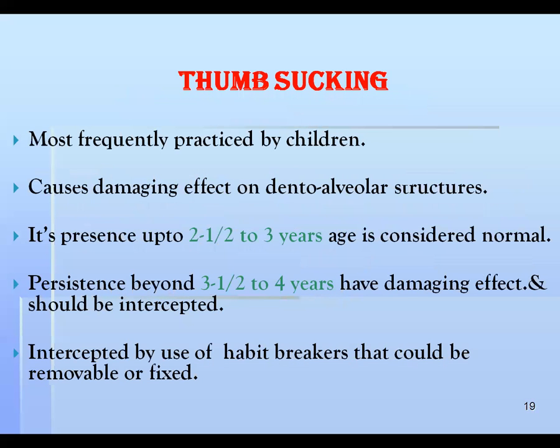Thumb sucking, most frequently practiced by children, causes damaging effects on dentoalveolar structures. Its presence up to 2.5 to 3 years of age is considered normal. If thumb sucking persists beyond 3.5 to 4 years, it has a damaging effect and should be intercepted. Thumb sucking is intercepted by use of habit breakers, which can be removable or fixed habit breakers.